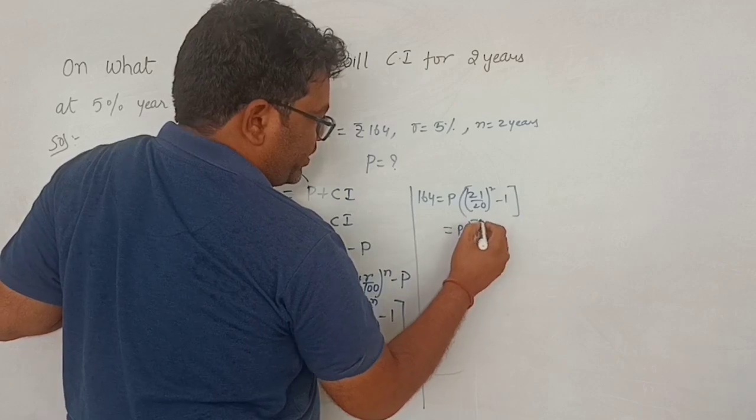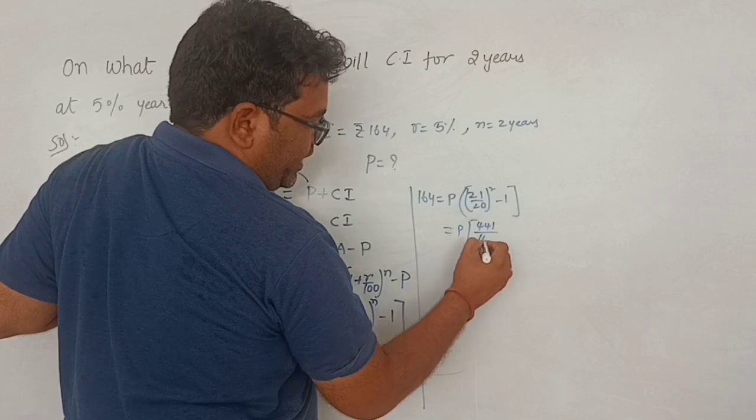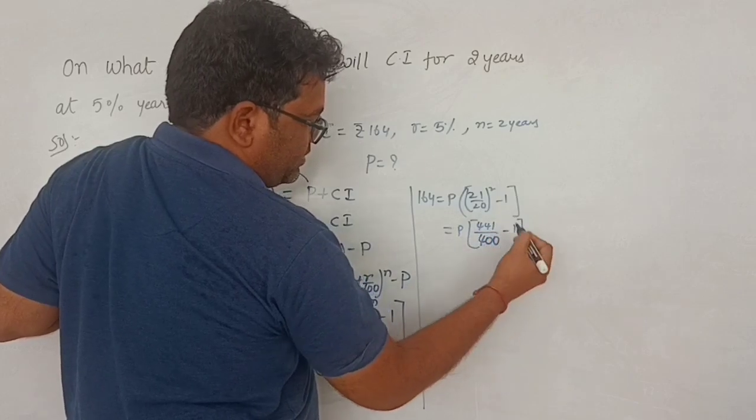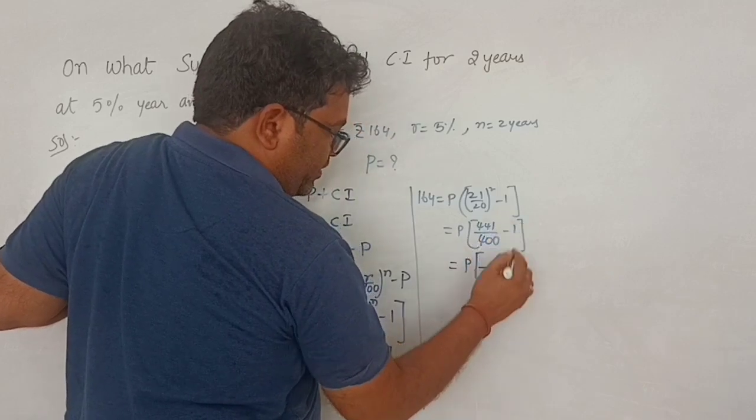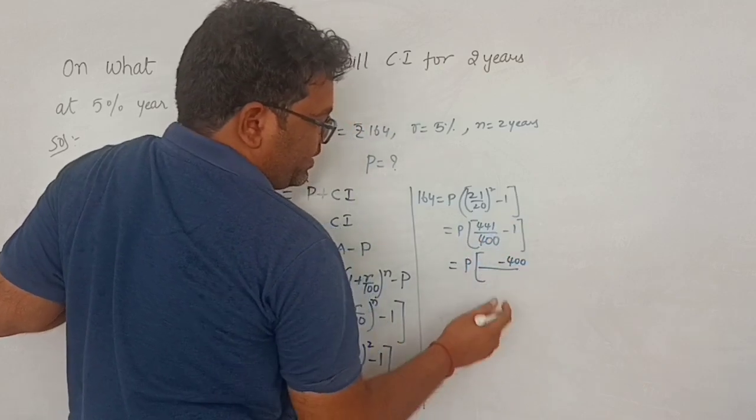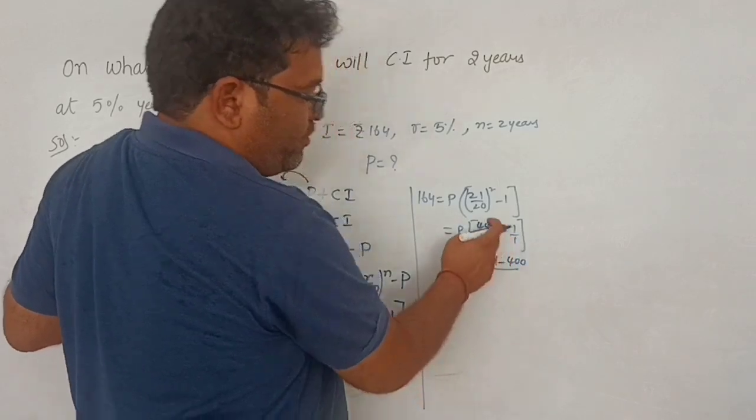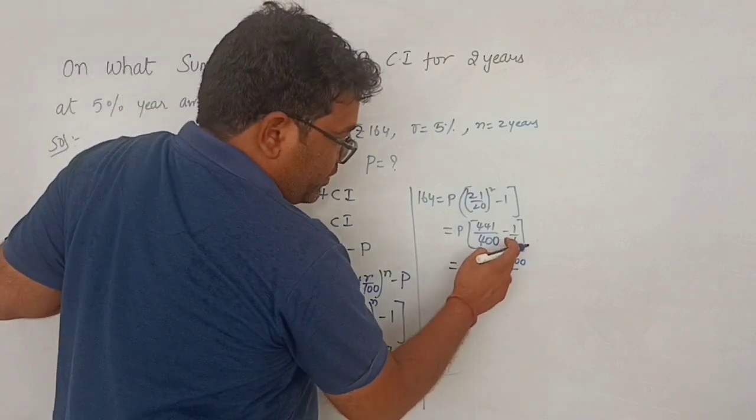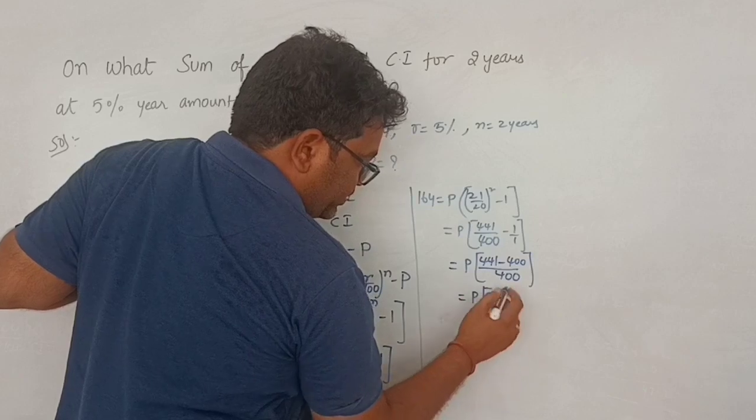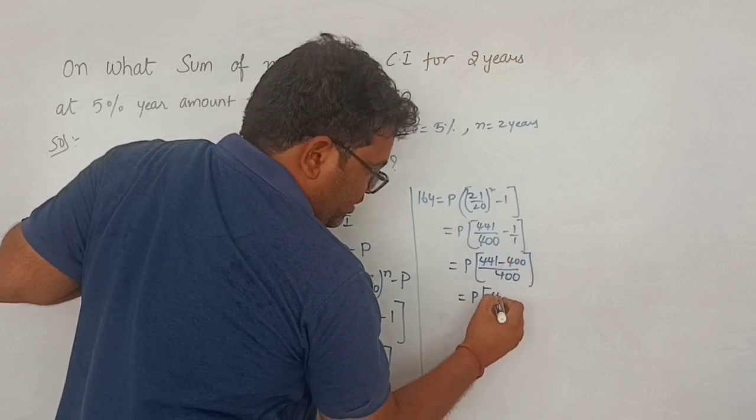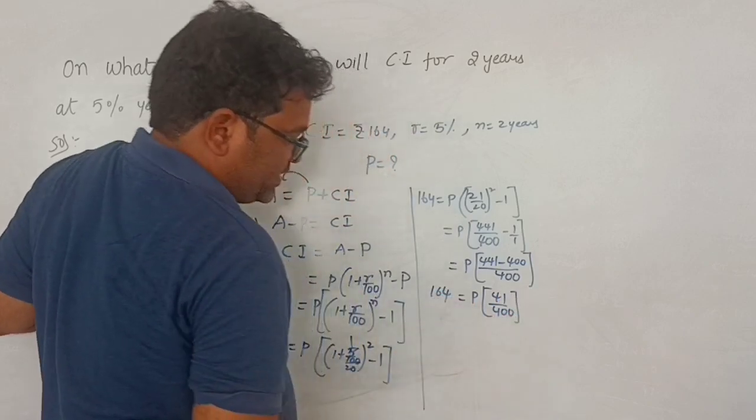So P into 21 21s are 441 divided by 20 into 20 is 400, minus 1. So here P into 400 into minus 1, that is minus 400. 441 is 441 because the denominator is having 1. 1 into 441 is 441. So 1 into 400 is 400. Now P into 441 minus 400 is 41 by 400, and here 164 is here.